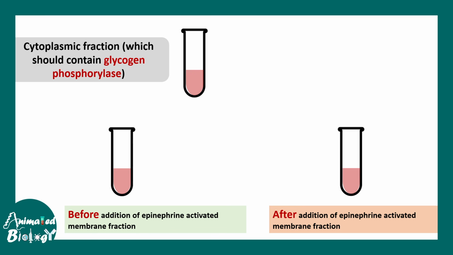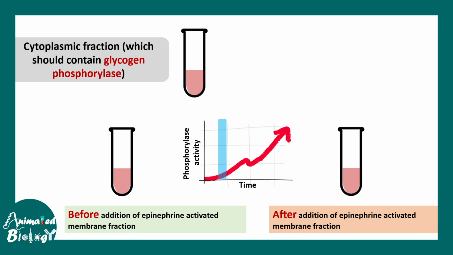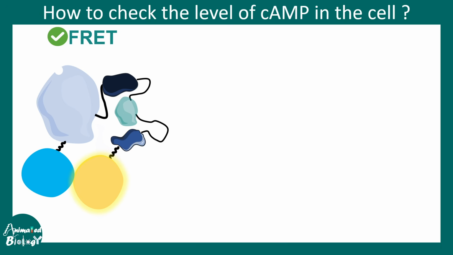Now he measured the activity of this enzyme before and after adding this filtrate of the membrane fraction. And to his surprise, he saw there is an augmentation of the phosphorylase activity. So that means something was there in that solution which has led to an increased activity of the phosphorylase. Later on, he concluded that there might be some intermediate messenger that has amplified this signal. And several years down the line, it was discovered to be cyclic AMP.